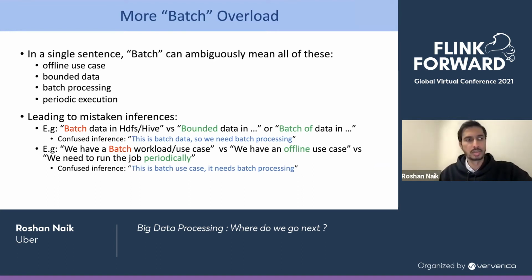Another example is when somebody says, we have a batch workload. What they're really saying is that they have an offline use case, or they want to run some job periodically. And of course, for these use cases as well, you could use either batch or streaming.